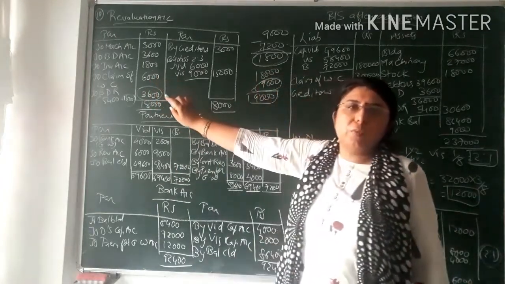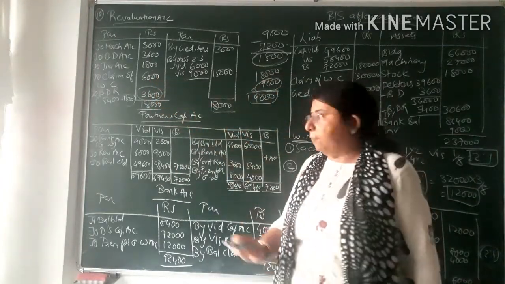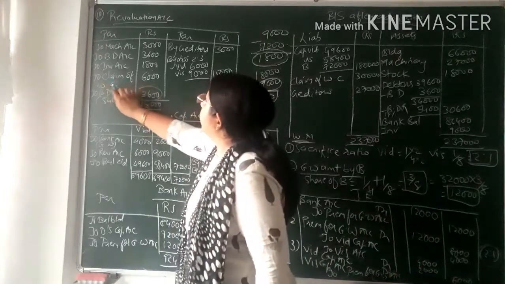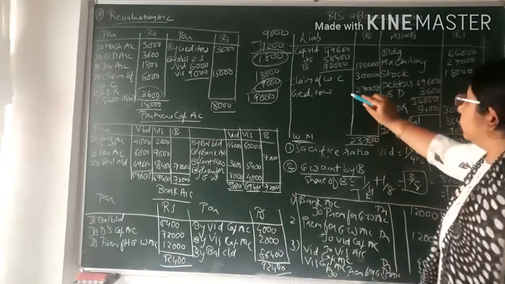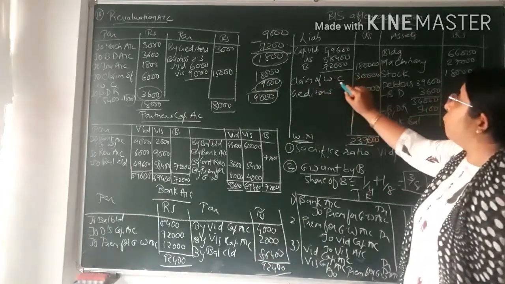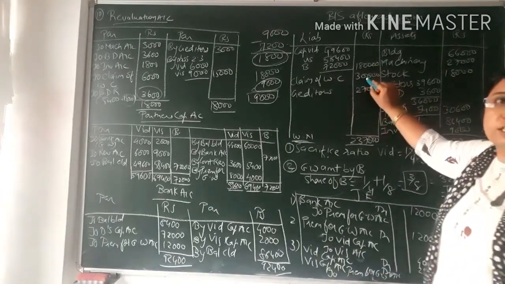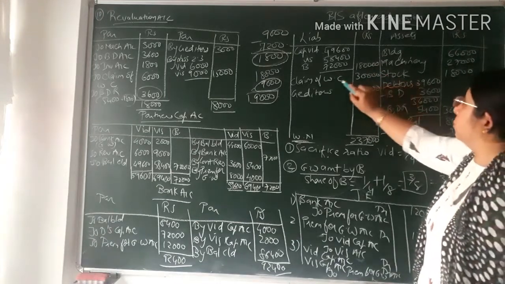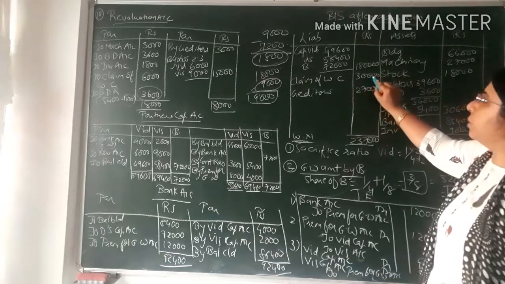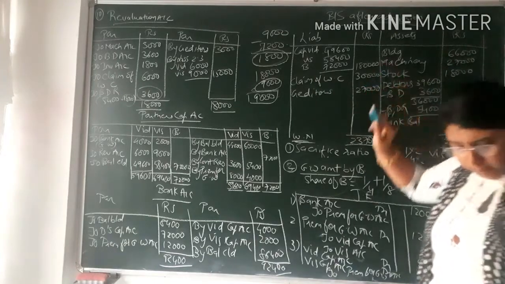So always loss will be recorded on the debit side of revaluation account. So here you can see I have written claim of workman's compensation, that is 6,000. And on the liability side you can see claim of workman's compensation, that is an additional liability has been created, you have to pay rupees 30,000 to him. So I have written over here claim of workman's compensation, that is 30,000.